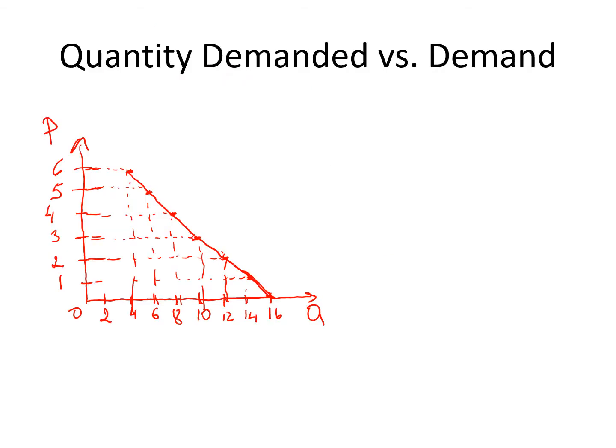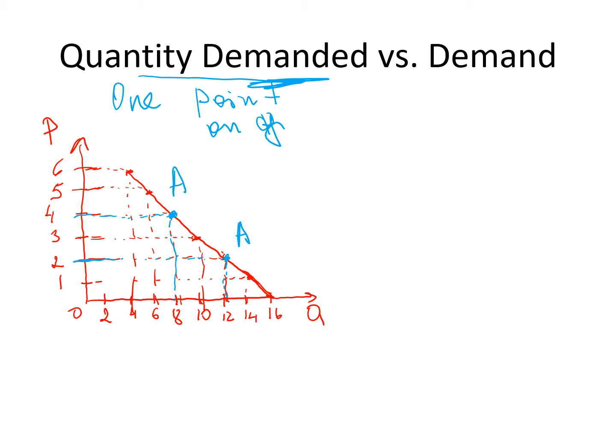If I refer to quantity demanded, I refer to a specific point on the graph. This specific point corresponds to a certain quantity and a certain price on my graph. If I take a different point on my graph, let's suppose point B, once again this is a specific quantity at a specific price. So what we need to remember about quantity demanded is one point on the graph.